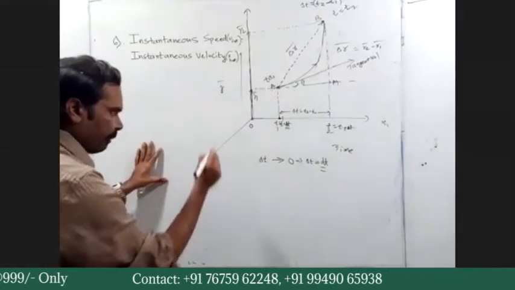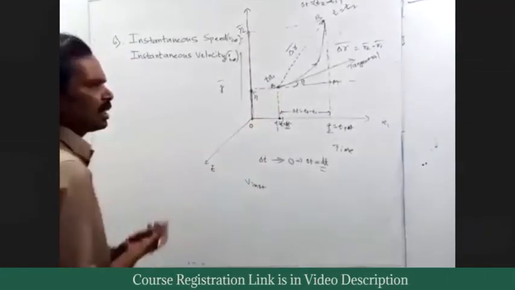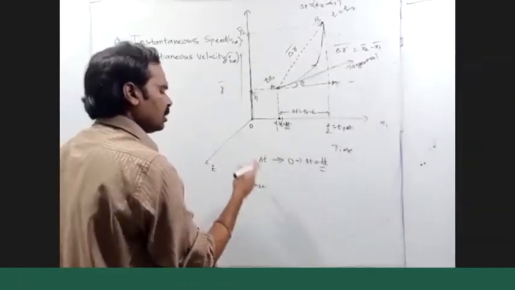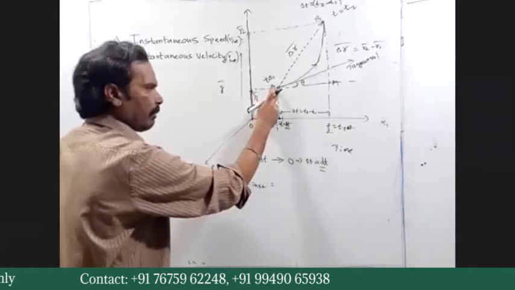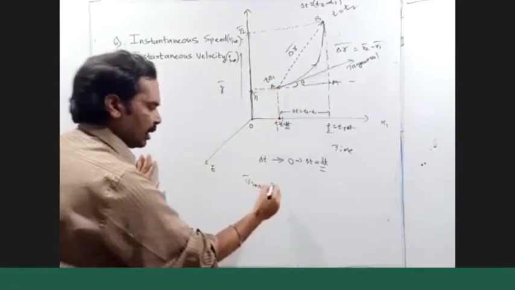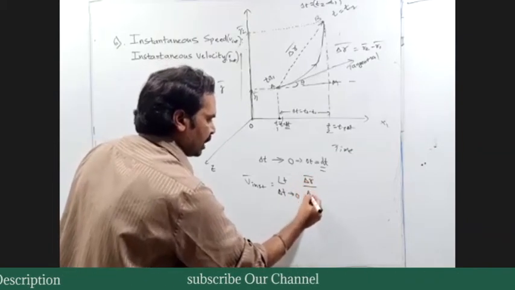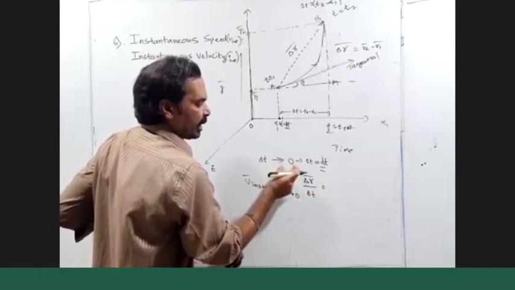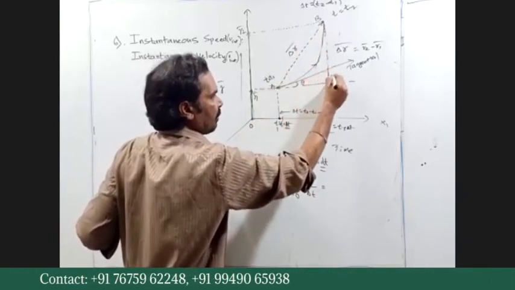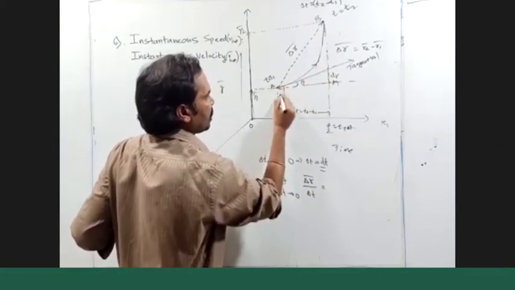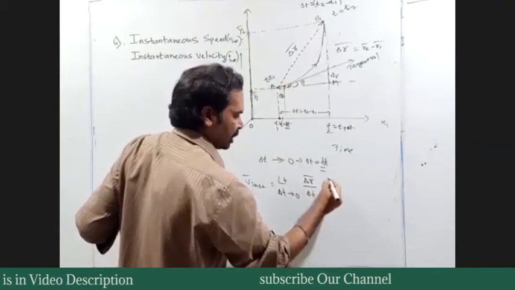The slope of the tangent at the point A is called the instantaneous velocity. Instantaneous velocity or instantaneous speed: if you consider the distance, that is the speed; if you consider the displacement, that is the velocity. So instantaneous velocity at a particular position of the moving particle is defined as limit delta T tends to zero, delta R bar by delta T. When delta T tends to zero, delta R bar also becomes very small. This is dr and this is dt, so dr bar by dt.